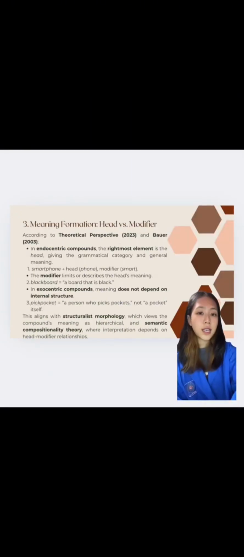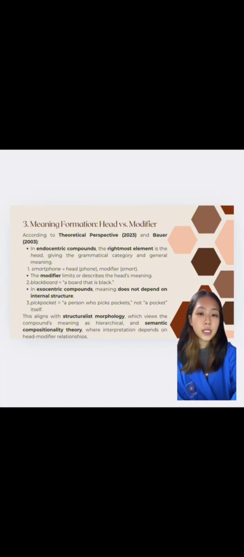For the next slide, number 3, meaning formation, head versus modifier. According to Theoretical Perspective 2023 and Bird 23.